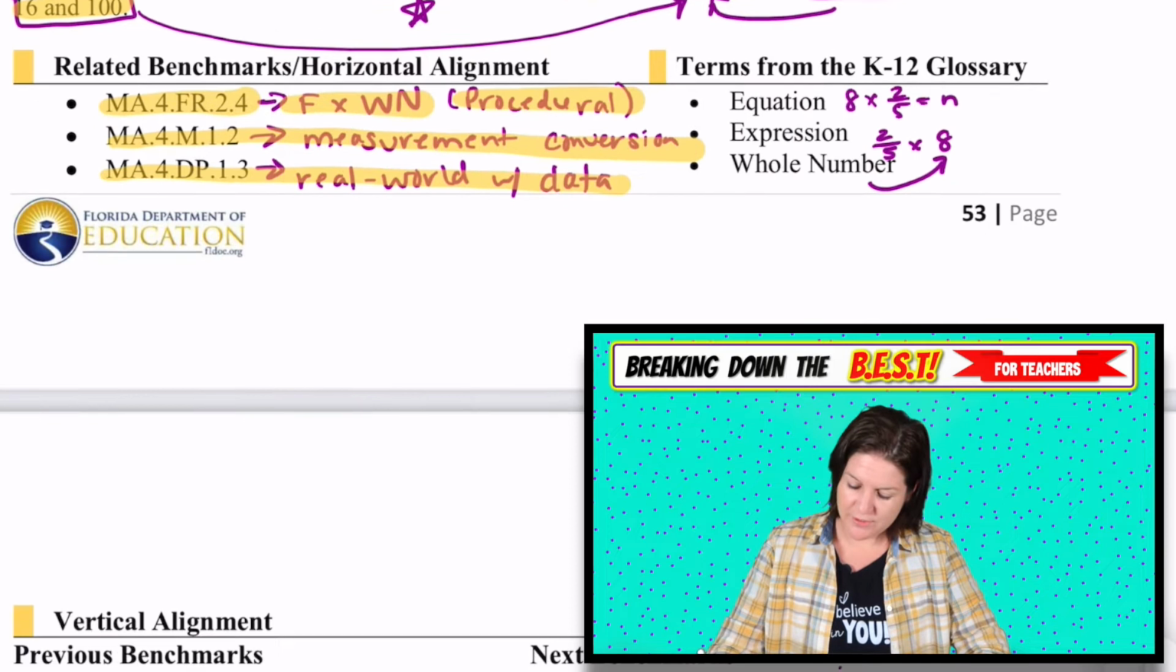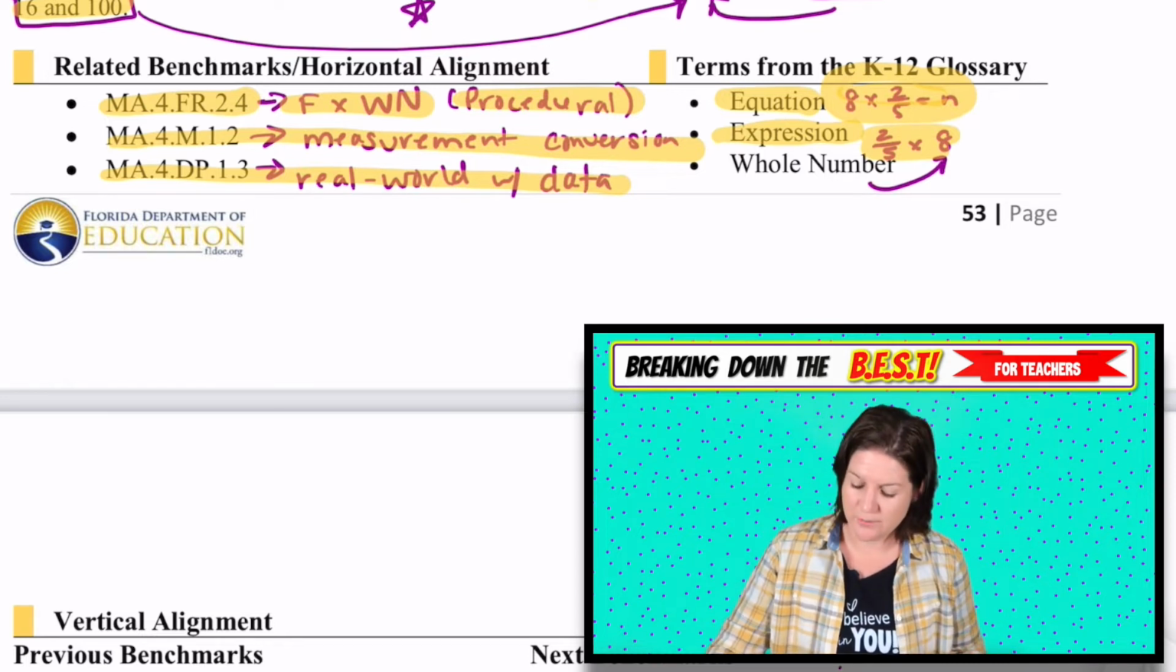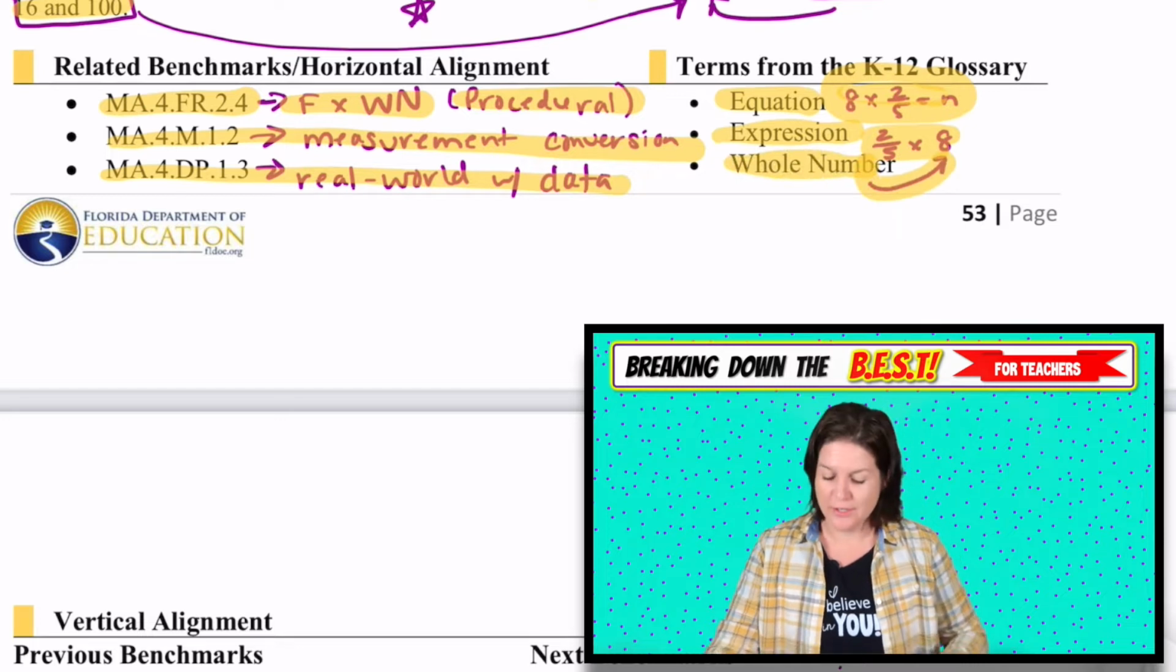Okay, some terms that they suggest that you know. Equation. This is an example of an equation. We've got 2 sides with an equal sign, where this 2/5 times 8 is an example of an expression. We're not highlighting the equal sign, we're just looking at a part of it, just the numbers and the operation. And a whole number, well, that's like the number 8. No fractions, no decimals. That's a whole number.